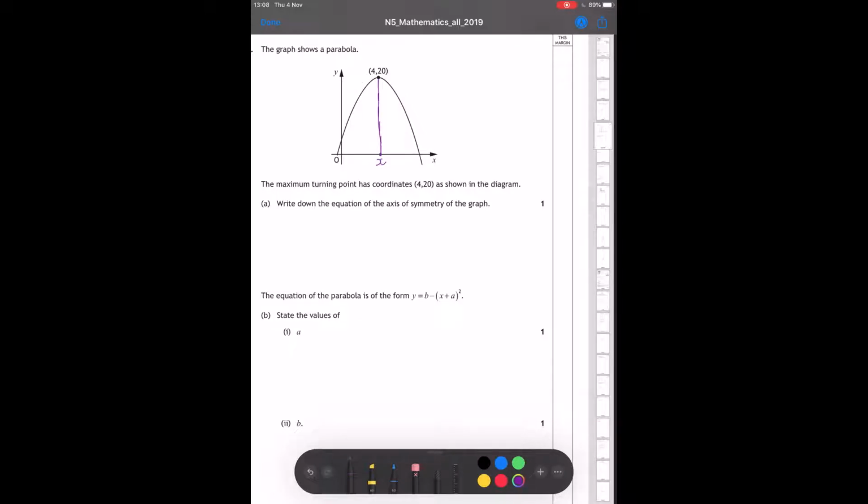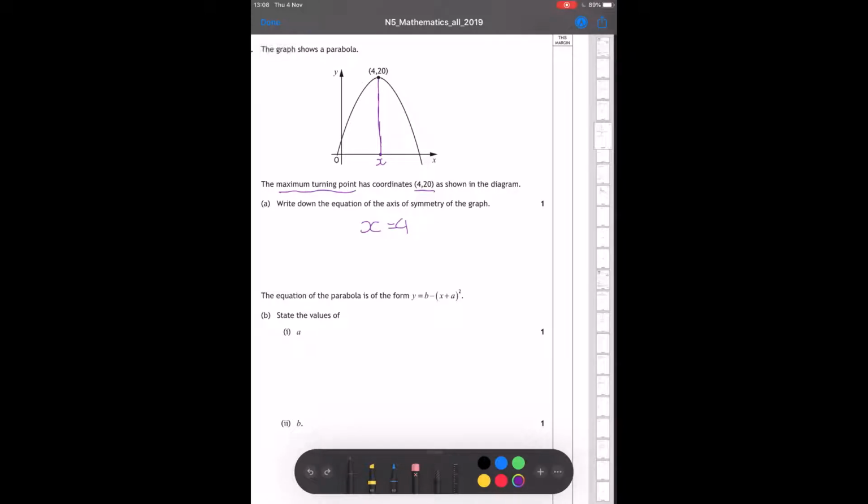It's the x value of the turning point. So we know the x value of the turning point because the turning point, the maximum turning point, has coordinates (4, 20). Therefore, the axis of symmetry is x equals 4. And that's an equation. Just make sure you put the equal sign in to make an equation.